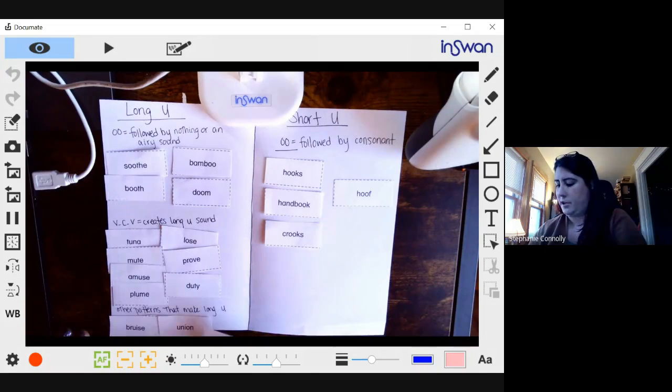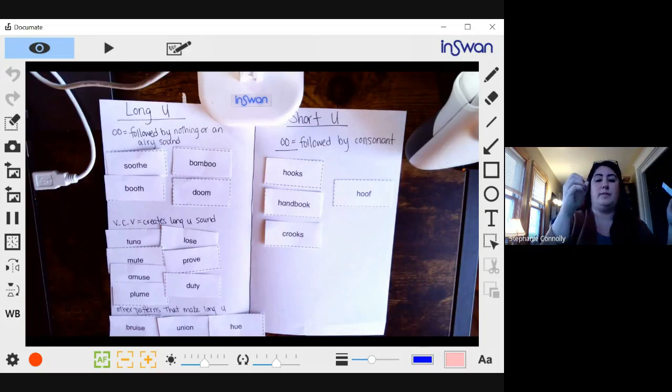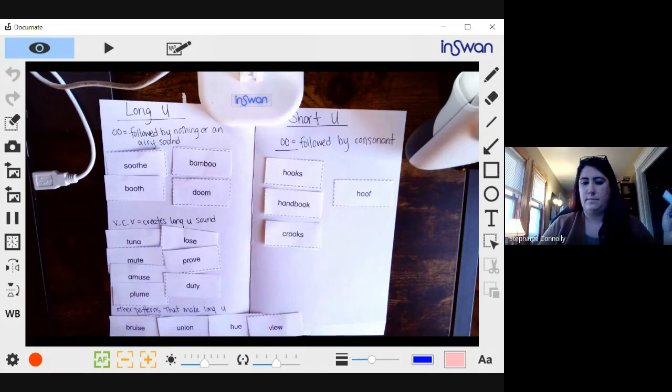We also have hue, which is how deep and rich a color is. I'm sure your teacher has talked about the hue of a color. Like you get a real deep blue or a real deep purple or a real deep red. That is the hue. Or it can be a real pale color too. But hue follows the other pattern. Okay, we have view, which that IE blend makes the U sound. And again, we see that EW at the end. And that is few, and that also makes the U sound.